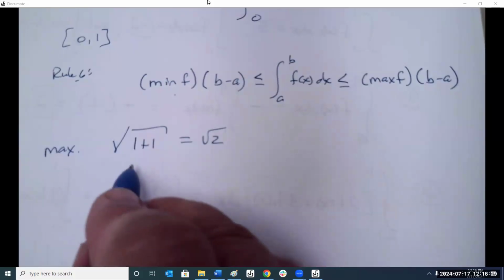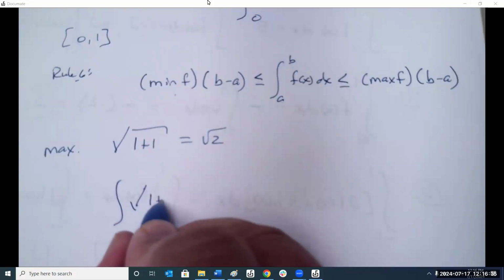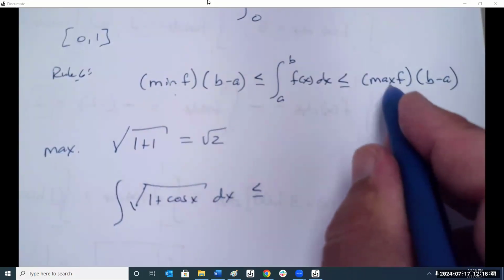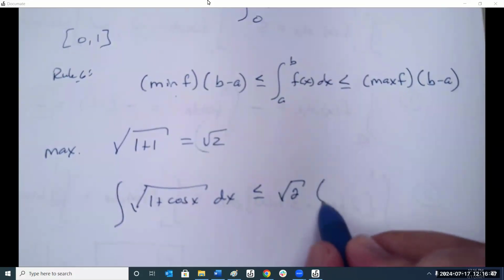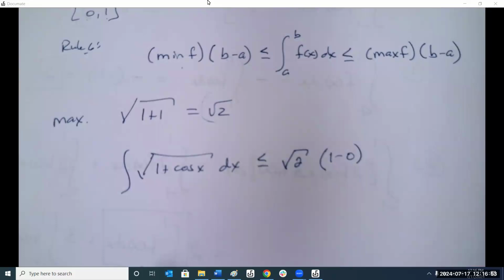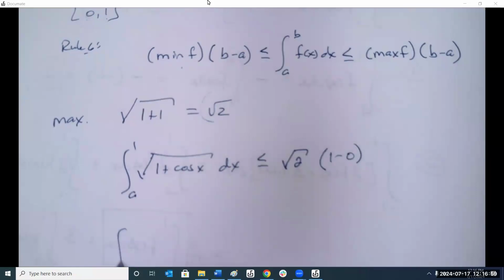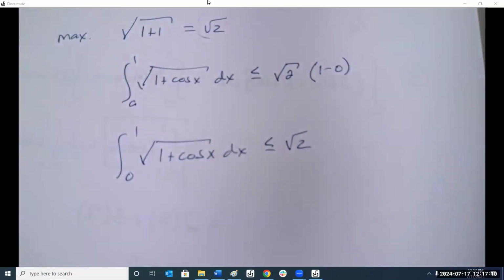So what we have here is the integral of our function, 1 plus cosine x dx, has got to be less than or equal to the max, which is the square root of 2, times b minus a, which is 1 minus 0. So the integral from 0 to 1 of 1 plus cosine x dx is less than or equal to that.